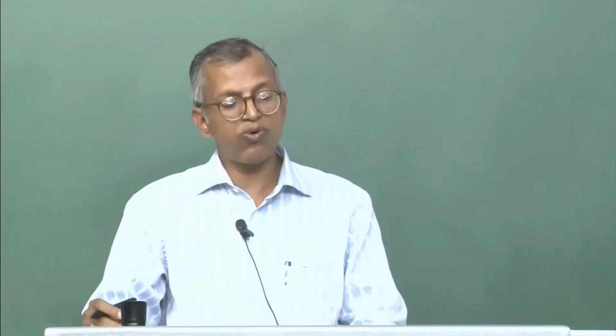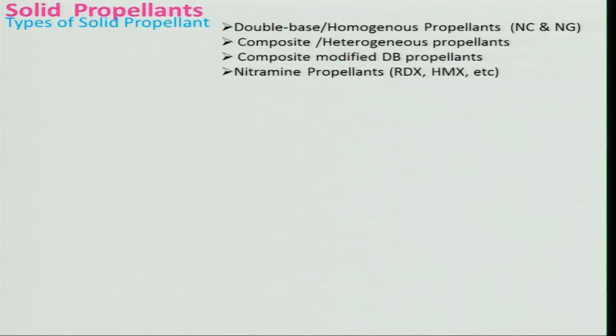So, now let us look at the solid propellant. The solid propellant can be broadly divided into two categories. One is double base propellant, or what we call homogeneous propellant, right, and the other is your composite propellant. However, in recent times another two kinds have come up: one is the composite modified double base propellant, right, and there is another one, nitramine propellants.